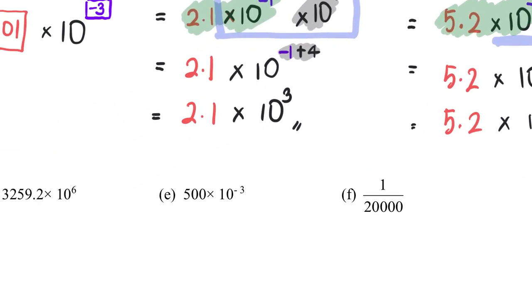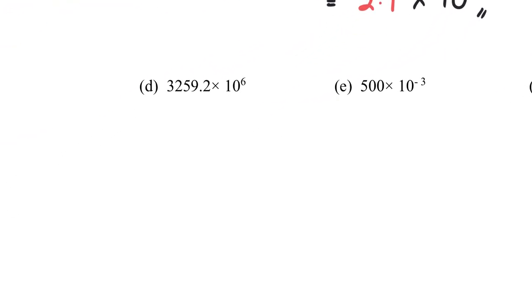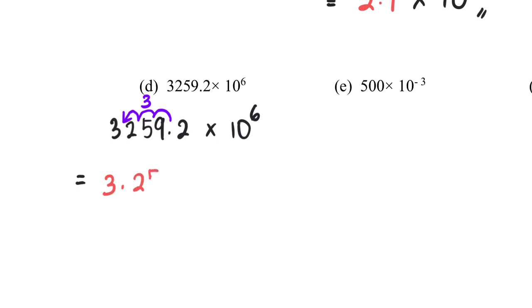Let's move on to part D, where we will have 3259.2 times 10 to the power of 6. Now we are looking at big numbers. So let's see: 1, 2, and 3, 3 places to the left. You will see Mr. Tan rewrite this as 3.2592 multiplied by 10 to the power of 3.